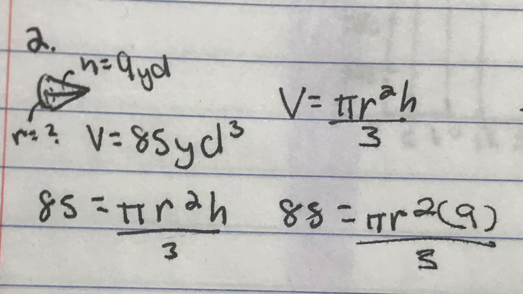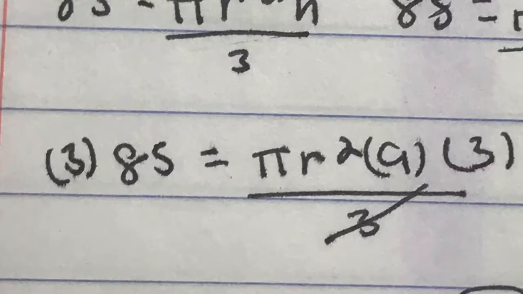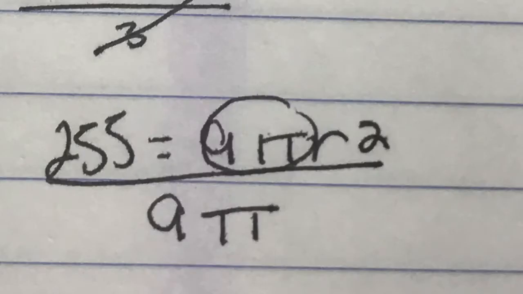So you're going to replace the V with 85 because the volume is 85 yards. And you're going to replace the h with 9 because that's the height. As you can see, it says divide by 3, and the opposite of divide is multiply, so you just multiply each side by 3. 85 times 3 is 255, and then you see the 9 pi, you just divide everything by 9 pi, because you can't divide by r squared.